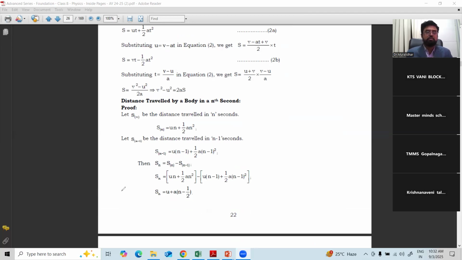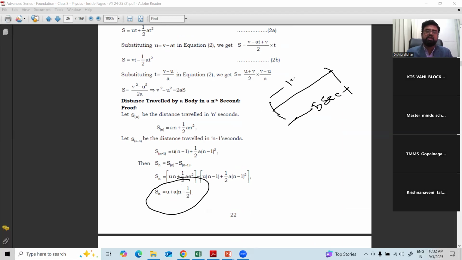So this is a very important formula. Suppose you traveled for 5 seconds, say a total of 10 meters in 5 seconds. He asked, what is the distance covered in the 5th second? The total is 5 seconds, 10 meters. The 5th second means, for example, 1, 2, 3, 4. So the 5th second means from 4 to 5. In between 4 and 5 is called the 5th second. If you ask for a particular second, we can use this formula.